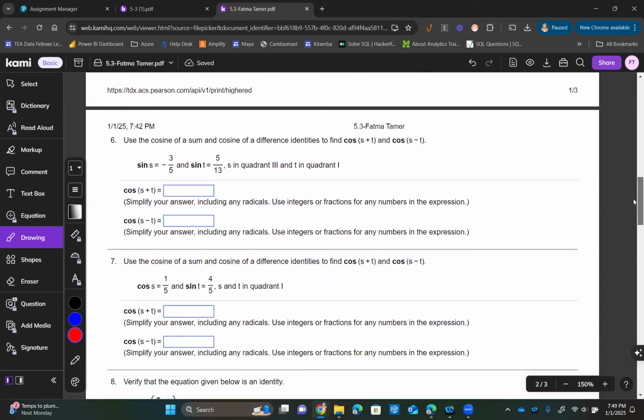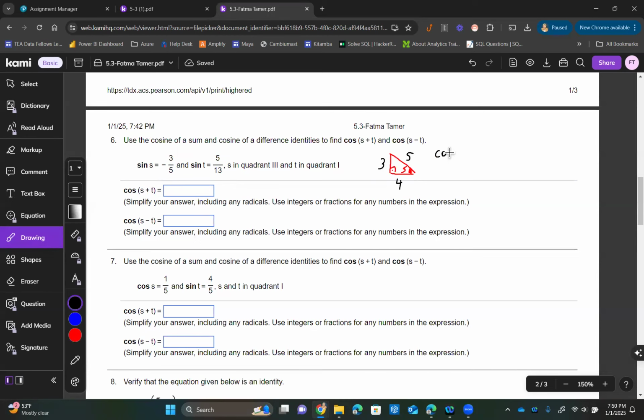For number 6, we have a different question, where we're going to evaluate cosine of s plus t and cosine of s minus t. And we just went over this problem with the slide. Before you put these values into the formula, you have to find cosine s and cosine t using the triangles. So you will need to draw a right triangle, and then place your angle s. For angle s, the sine value is 3/5, so the opposite side is 3, the hypotenuse is 5, so that makes the adjacent side 4.